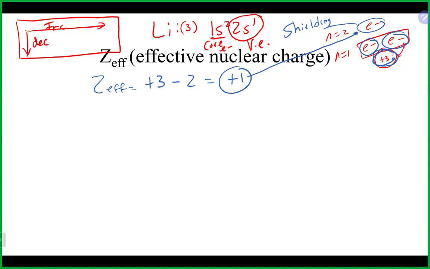Any questions on that? Exactly. Only lower energy electrons will shield higher energy electrons. Electrons in the same energy level won't shield each other or anything like that.